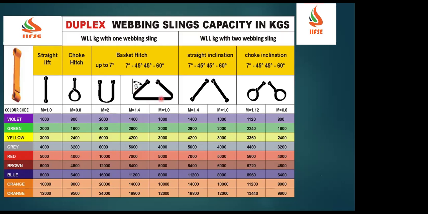Then if it is in a basket hitch with different angles, in this angle 7 to 45 degrees, it can lift 1.4 times. And if it is 45 to 60 degrees, it is 1 time. And if it is a straight inclination, in 7 to 45 degrees, it will go for 1.4, and 45 to 60 degrees, it will go for 1 capacity. And if it is the choker method, it will go for 1.12 for 7 to 45 degrees. If it is 45 to 60 degrees, it can lift a maximum of 0.8. If it is a 1 ton belt, it is capable of lifting only 800 kgs.